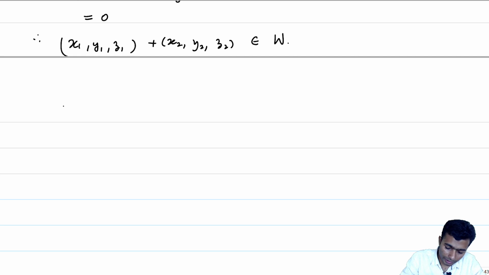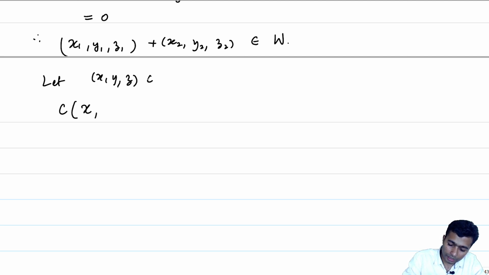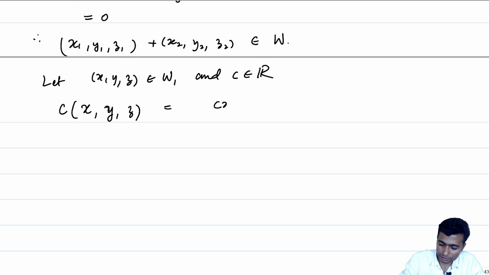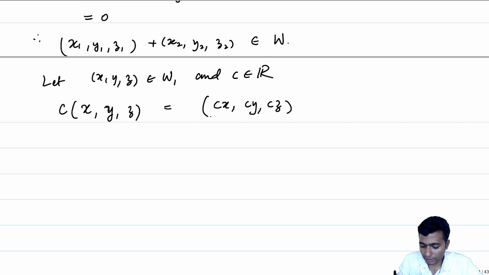How about scalar multiplication? We have already seen similar ideas. So, let x, y, z be in W1 and c be in R. Then c(x, y, z) is equal to (cx, cy, cz), and let us look at whether this vector on the right, (cx, cy, cz), belongs to the vector space W.